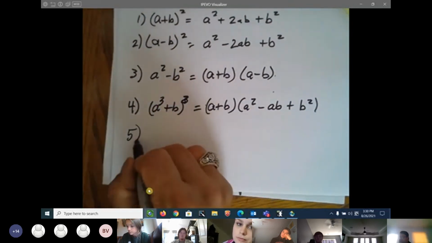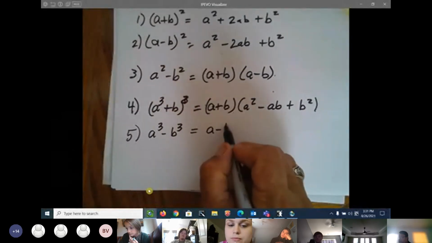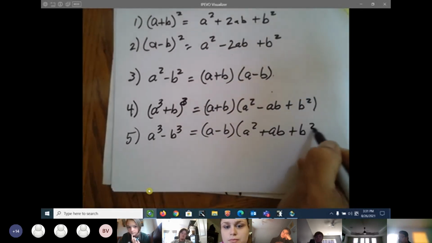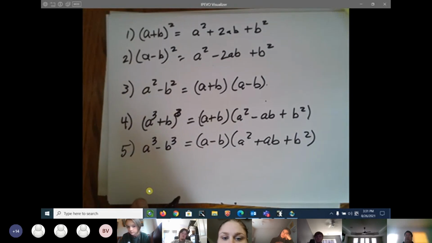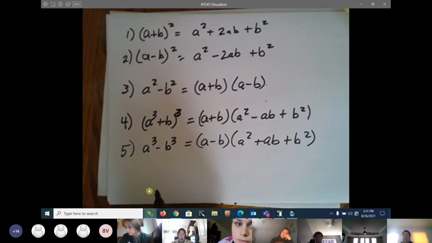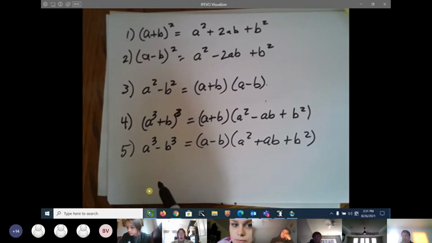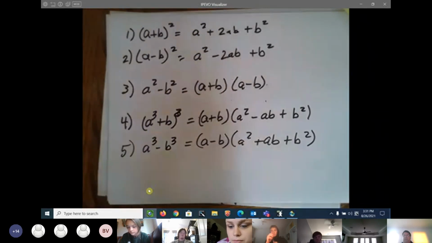And 5, a cubed minus b cubed is equal to a minus b times a squared plus ab plus b squared. Now you remember when you said you were going to ignore them or you weren't going to learn them? I'll tell you a little secret. If you try to forget these, you're never going to make it past Calc 1 and Calc 2. So you can choose to learn them now after you ignored them in high school, and pass Calc 1 and Calc 2.